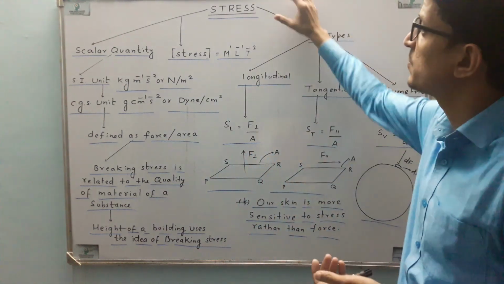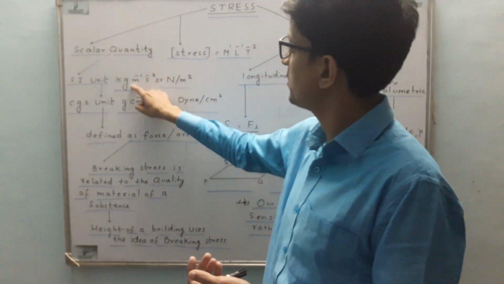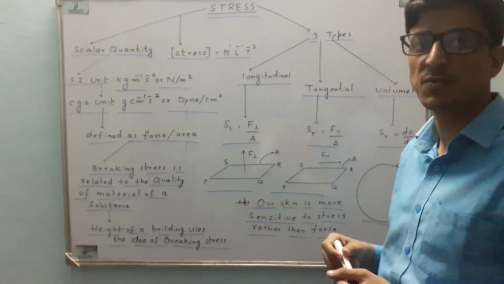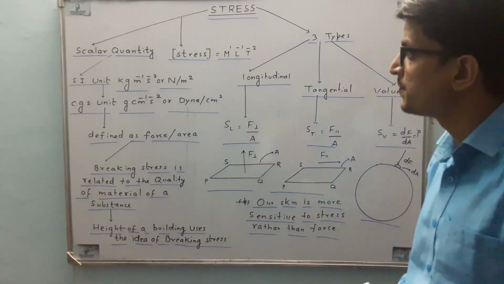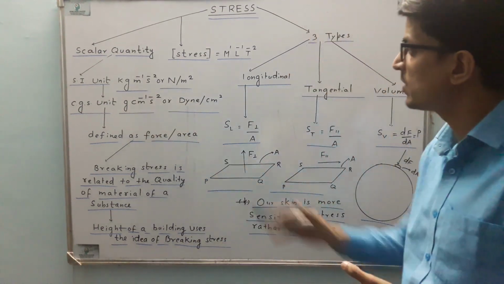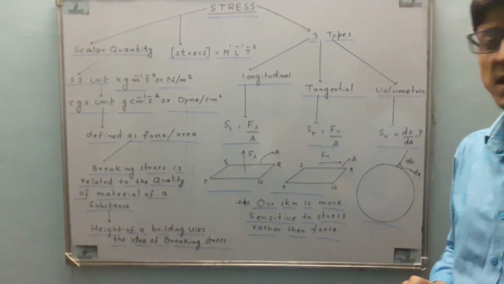So we do have stress. It is a scalar quantity. Its SI unit is kg meter -1 second -2, and this is equivalent to Newton per meter square. The dimensional formula of stress is M1 L-1 T-2. It has CGS unit as gram centimeter -1 second -2 or Dyne per centimeter square, and it is defined as force per unit area.